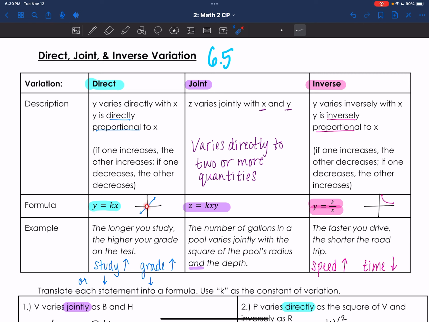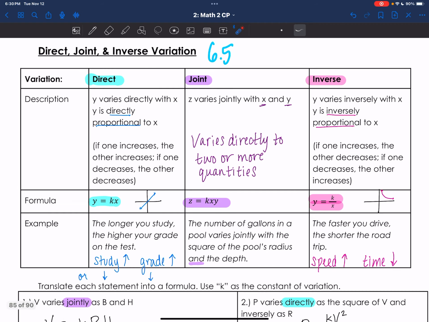This one is more of a linear, so it's a constant rate, and the reason it's a constant rate is because it's directly proportional to x. So basically, as one increases, the other increases, or if one decreases, the other decreases. I have some examples on the bottom. The more you study, the greater your grades go, or the less you study, the lower your grades are. So they're both either positive or they're both negative in that respect.